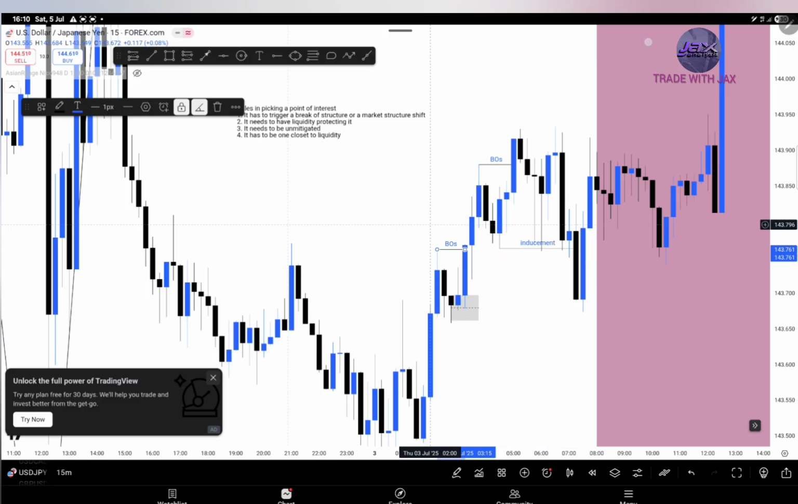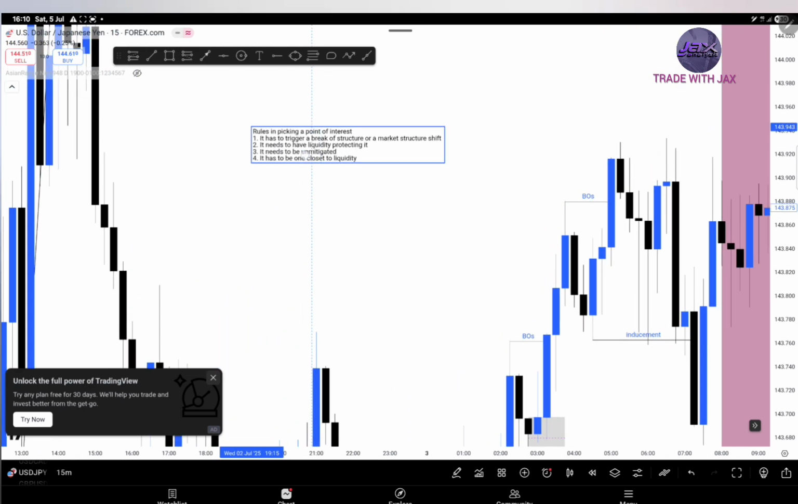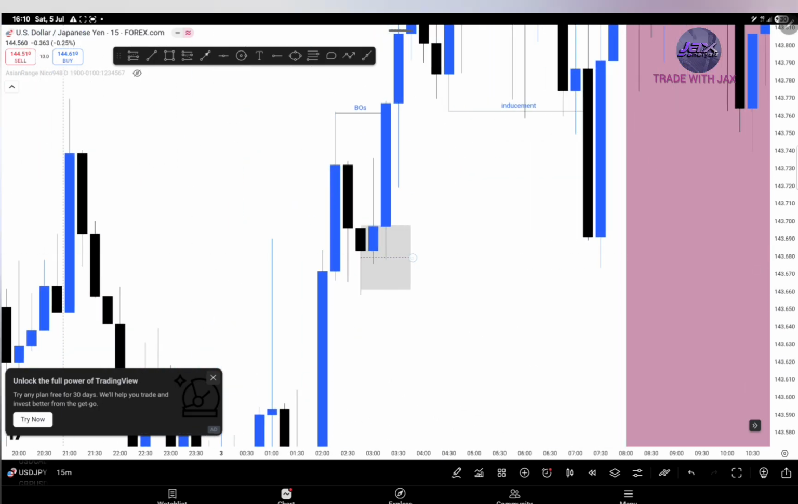Let me get this out of the way. So that's what this is, the rules. This is the rule for picking a POI, and you can see that this entry satisfied each of these rules.